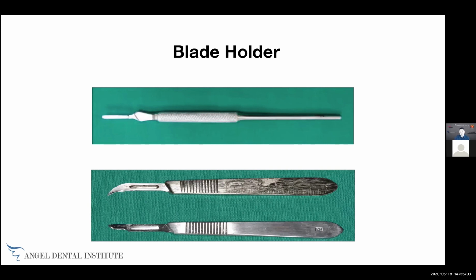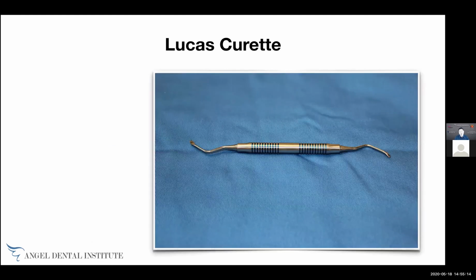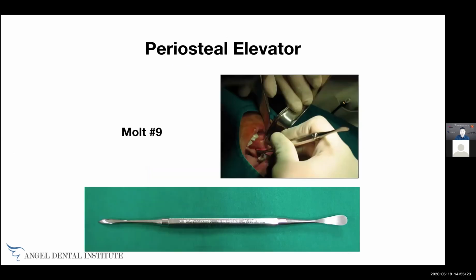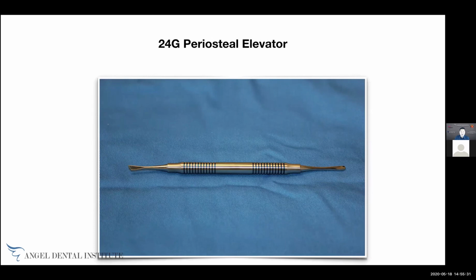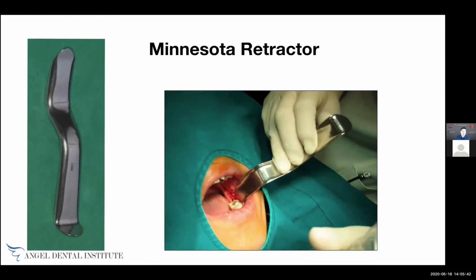Blade holders, there's a lot of different ones. The round one is easier to manipulate around, but I prefer the middle one, the flat one, with the ruler on the back end so I can measure the instruments, okay? Lucas curette, you should try this. It's serrated ones. If it's serrated, it's easier for cleaning out extraction sockets. Periosteal elevator, Molt 9, obviously it's pretty straightforward. I use that. This one, 24G periosteal elevator, I love this one. I use this to get started in tissue elevation. It's very easy to control, okay? That's my favorite to start.